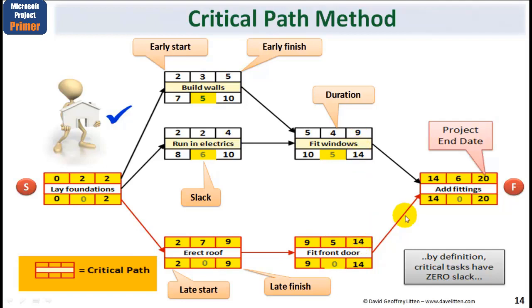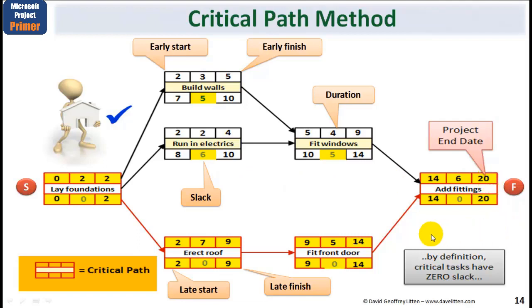We've now got 2 feeding into 1. Again, we take the longest or latest date, in this case 14. We put 14 here, add 6, giving us 20. This becomes the project end date. So in carrying out the forward pass calculations, we will immediately know the finish date of the project.